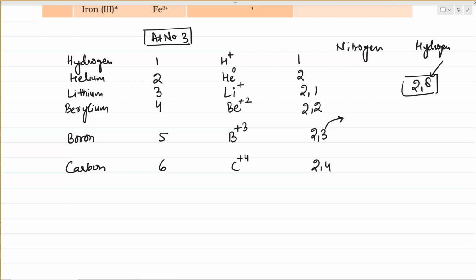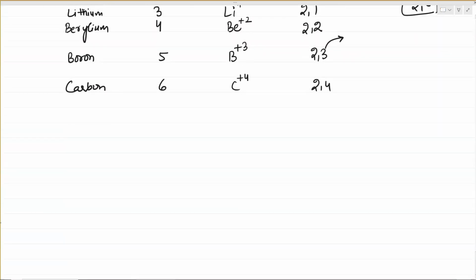Next, after carbon, we have nitrogen, atomic number 7, electronic configuration 2, 5. Now it will not donate 5. This time it will not donate 5. It will gain 3.